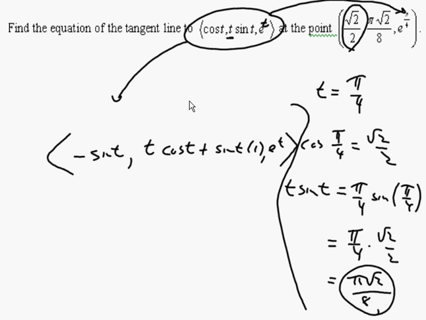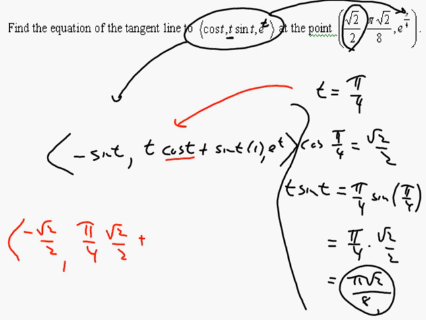So there you go. You just plug t equals pi over 4 into that, and you'll have your direction vector. You have the point. You can write your line. So here we go. Ready? If I plug pi over 4 into that, this is going to be negative rad 2 over 2. That part's easy. Here I'm going to have pi over 4 times the cosine of pi over 4, which is rad 2 over 2, plus over here, the sine of pi over 4 is rad 2 over 2 times 1 doesn't do anything. And then you're going to have e to the pi over 4. Okay? So that's your direction vector.